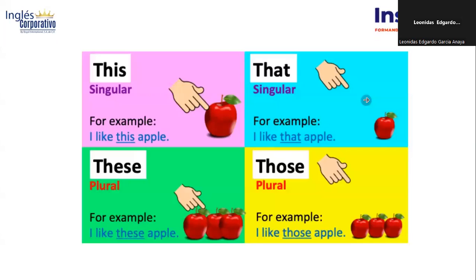So now we are going to move to grammar. Today we are going to study this, that, these, and those. Okay, yes. So teacher, what is the difference between those? Well, the first difference that we can find is the following. So this one, it is pronounced this. Como con cerca. This. Okay, this.